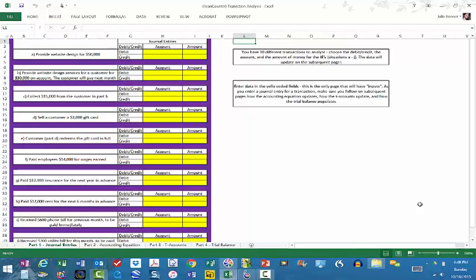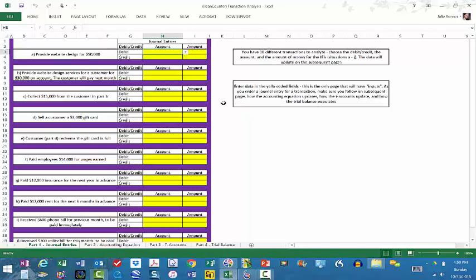This worksheet is called transaction analysis. So let's begin with the first transaction, where we are a company that provides website design. We have done this for a customer for $50,000. Now I already have the debit and credit filled out for you, but you'll notice that if you click on the account, there's a little drop down and you can choose what account to use for the debit and what account to use for the credit.